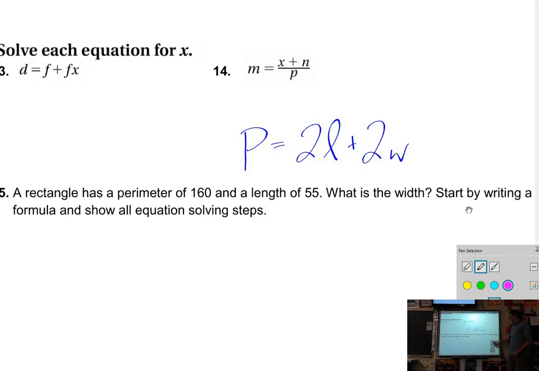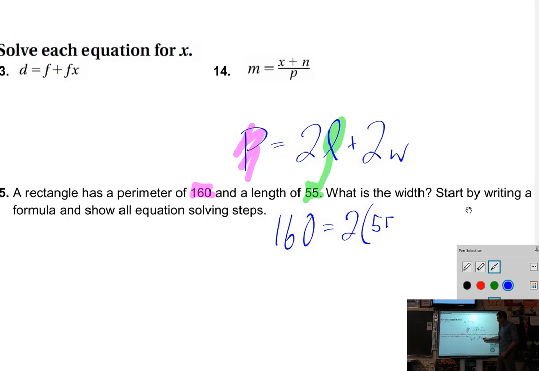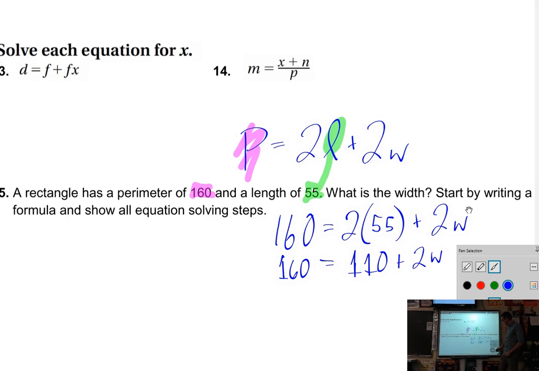From there, we know that the perimeter is 160. We can plug that in right here. We know the length is 55. We can plug that in right here. And we don't know the width. So I get 160 equals 2 times the 55 plus 2 times the width. I know that 2 times 55 is 110. So I get 160 is equal to 110 plus 2w.